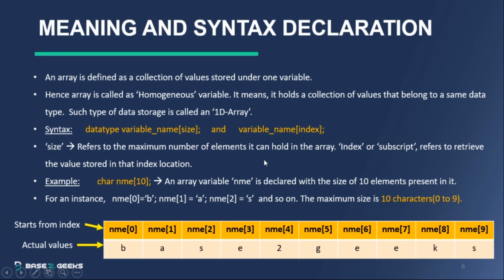See, the meaning is, for example, I have written here character name of 10. So what is the meaning? Under this variable name, I am going to store 10 characters. Okay, all are going to be of character data type. So the array variable is name and it is declared with a size of 10 elements. So what is the maximum size I am going to store? It is 10.